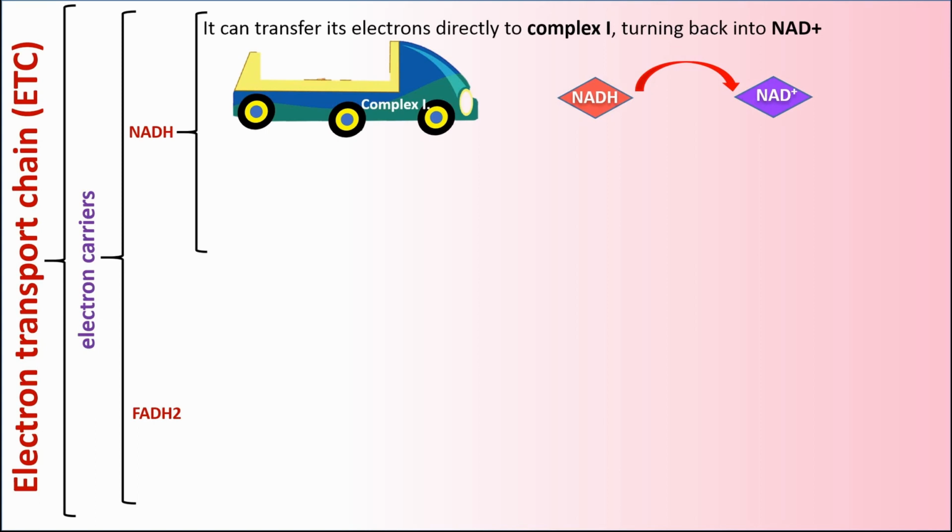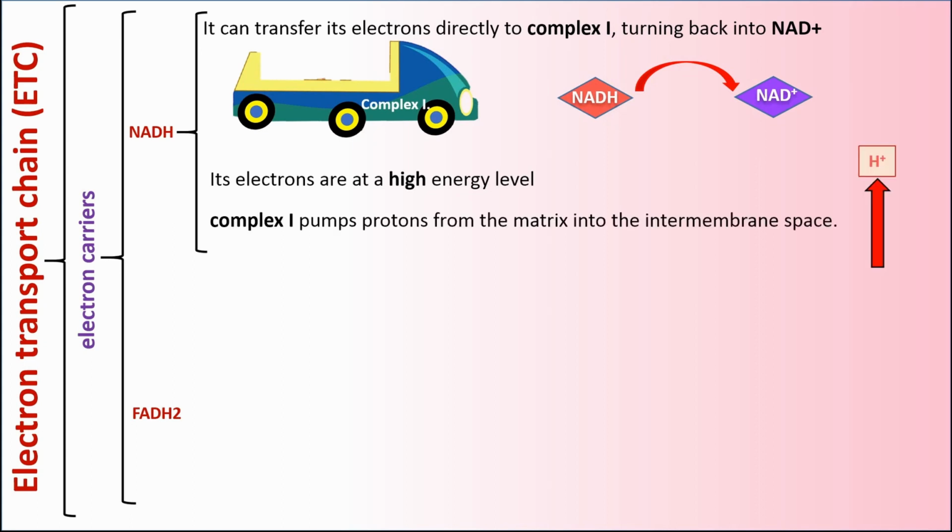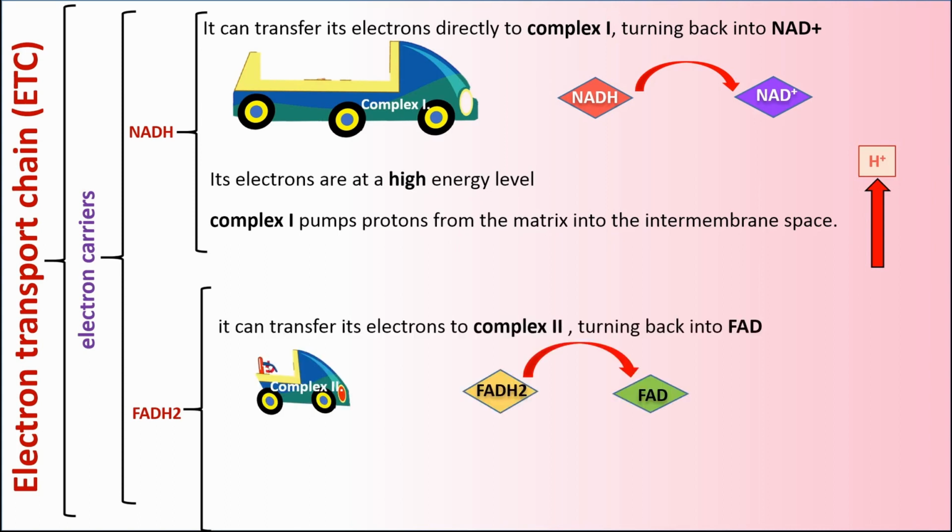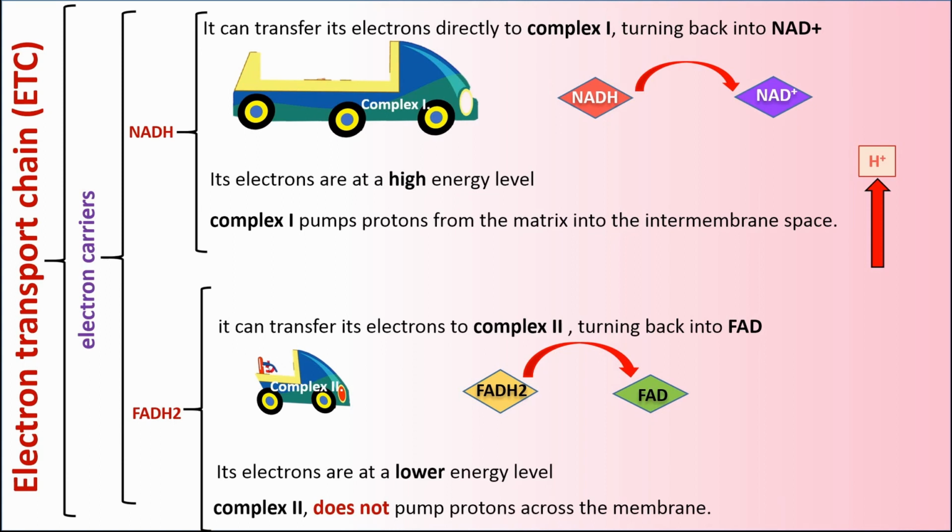Electron carriers. Electron transport chain has 2 carriers, NADH and FADH2. NADH can transfer its electrons directly to complex 1, turning back into NAD+. Its electrons are at a high energy level. Complex 1 pumps protons from the matrix into the intermembrane space. FADH2 can transfer its electrons to complex 2, turning back into FAD. Its electrons are at a lower energy level. Complex 2 does not pump protons across the membrane.